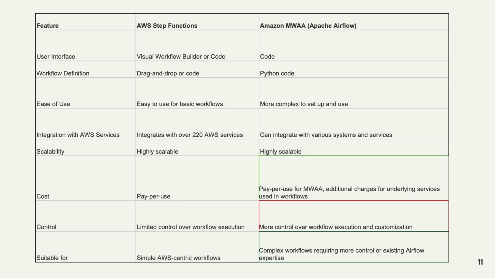AWS Step Function will be charged according to your state machine and how long it runs. Apache Airflow will be charged based on your infrastructure setup. AWS Step Function will have limited control over workflow execution. Apache Airflow will have more control over workflow execution. AWS Step Function will be suitable for simple AWS-centric workflow. Apache Airflow will be suitable for complex workflow where more control is required.